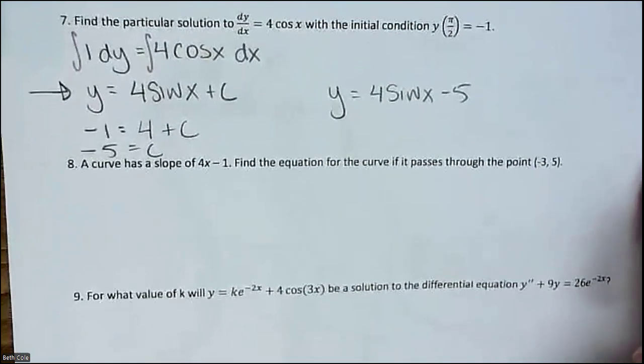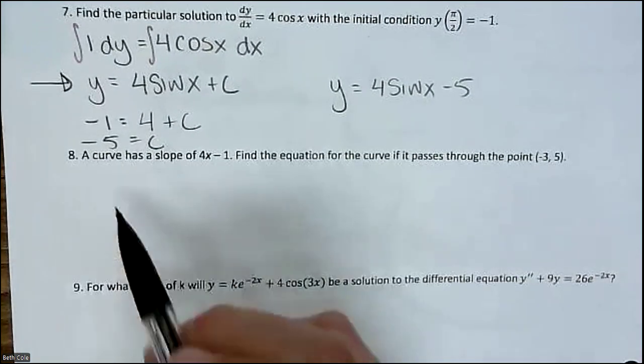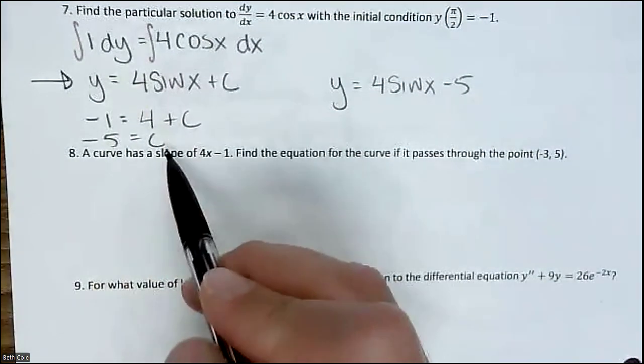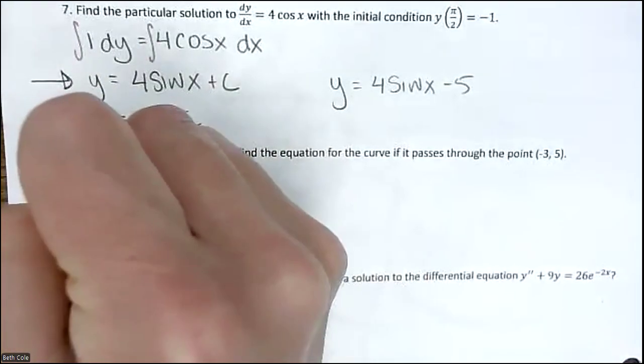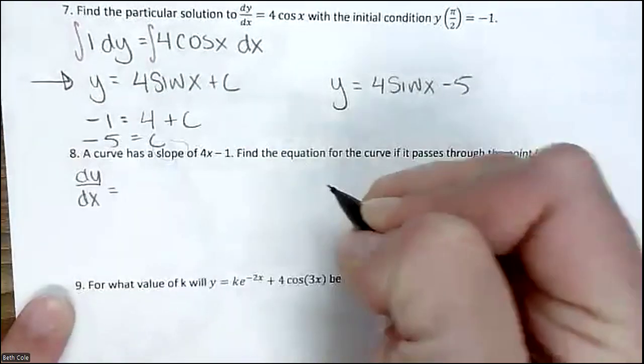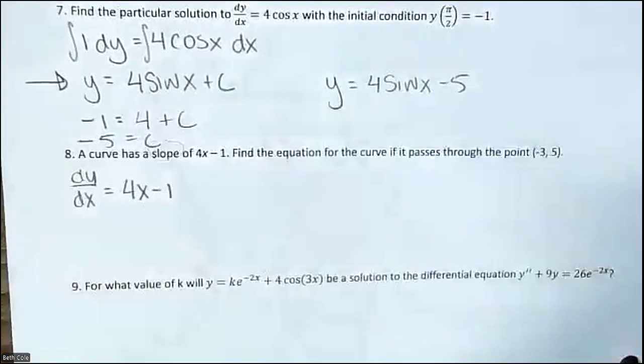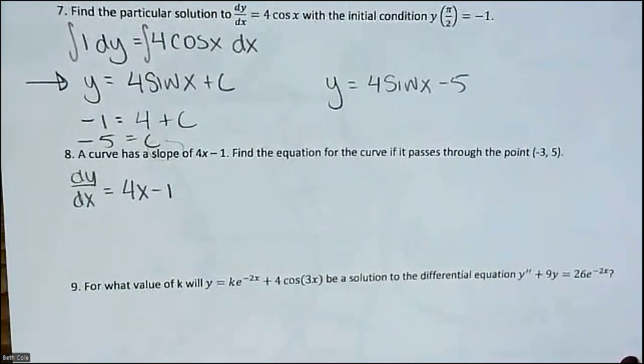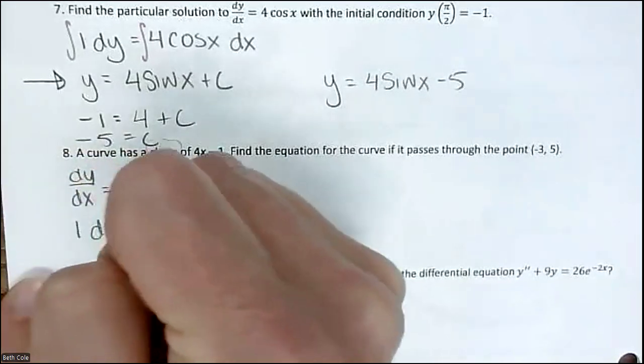This one's written in words instead of with a dy dx, but what's the important word here? Slope. So your dy dx is 4x minus 1. And you're going to do the same exact thing that we did for all the other problems. It's just written in words instead of giving you the problem. So you're going to multiply over the dx.